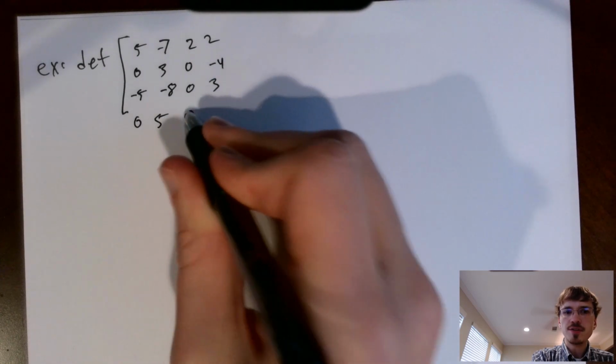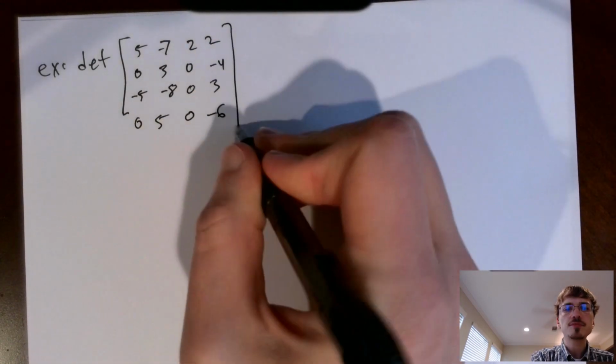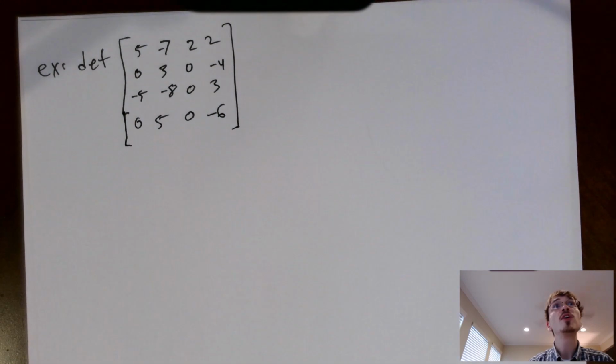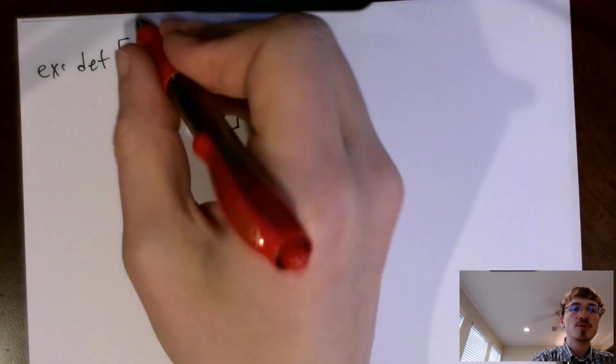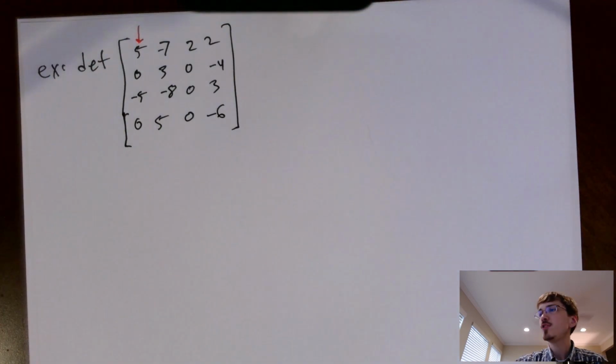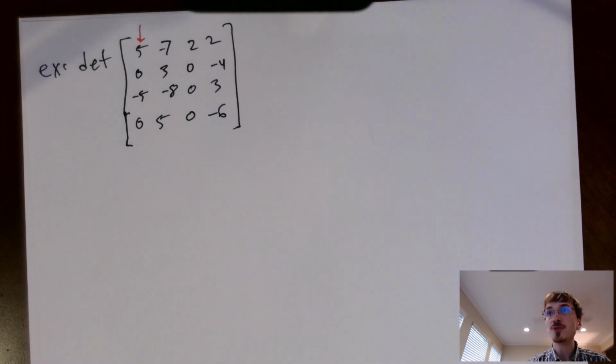0, 5, 0, -6. All right, let's do this again. Let's go down the first column this time. Again, if you want to pause the video, give it a shot yourself, that's always good practice.